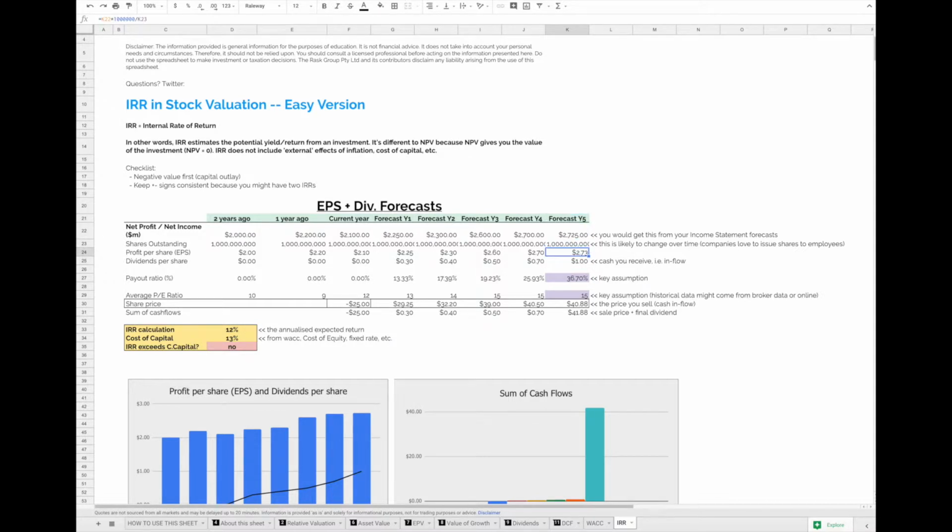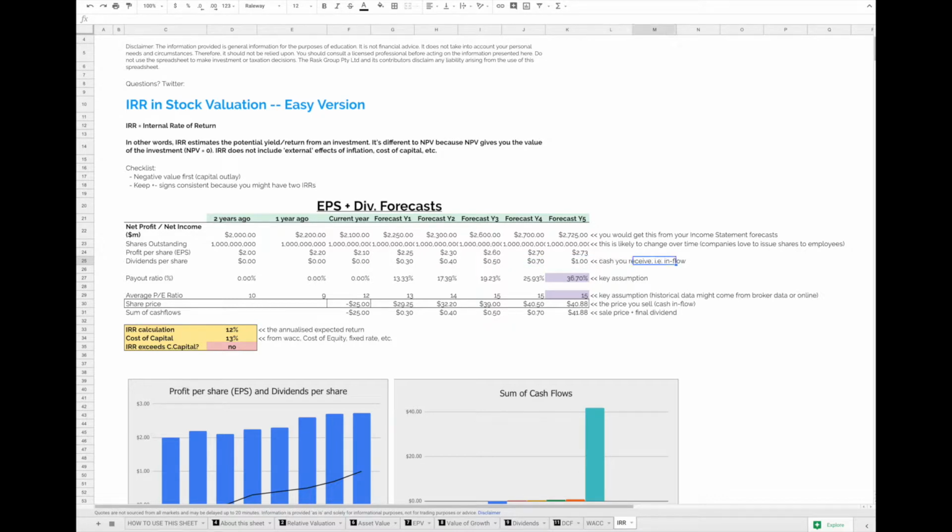Now, this is where we overlay some more assumptions. So, more assumptions overlaid on other assumptions. Dividends per share. We've forecast that the company didn't pay a dividend 2 years ago. It didn't pay a dividend a year ago. It's not going to pay a dividend this year. But in the next year, it will pay a 30 cents per share dividend, 40 cents per share the year after, 50 cents, 70 cents, and $1.